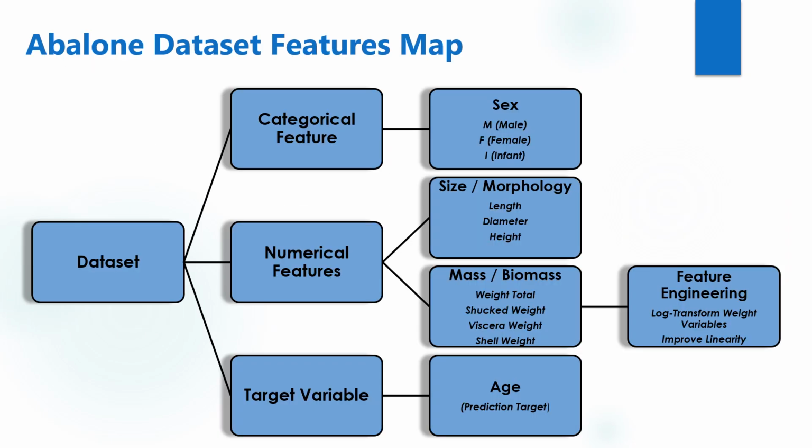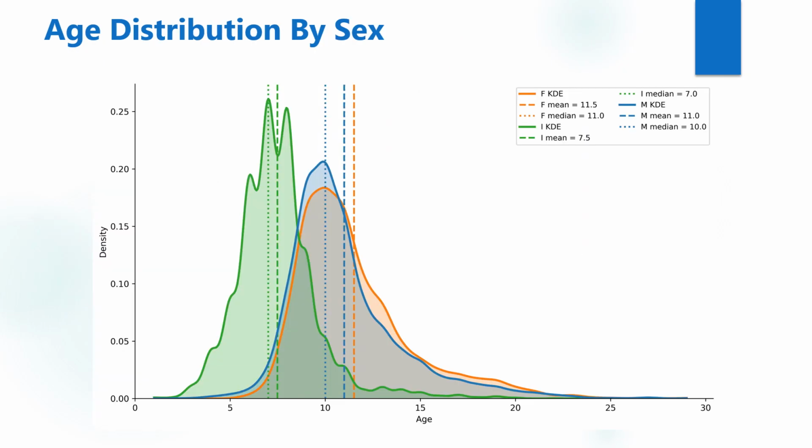Here we show the summary of the features in the dataset used for analysis. The target variable is age. The input features include one categorical variable, sex, and several continuous physical measurements. These measurements fall into two groups: size-related features, such as length, diameter, and height, and weight-related features. In addition, log-transformed versions of the weight features are created to improve linearity and model performance, particularly for the ElasticNet model.